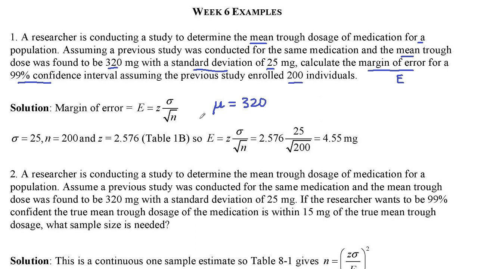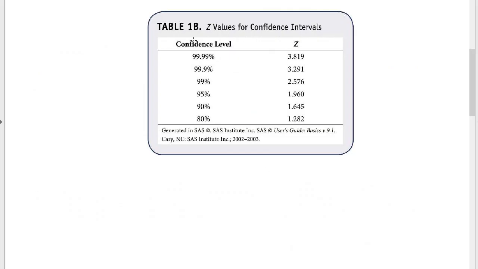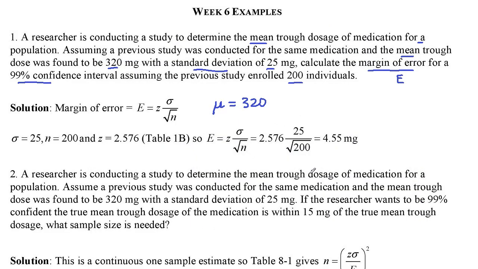So N is equal to 200. And for 99% confidence, the z-value that goes with that is 2.576. That's table 1b. So if we go to table 1b, here's table 1b, 99% confidence, 2.576. So that's where we get that value. And if we plug those into the formula for margin of error here, 2.576, 25, and 200 gives us a 4.55 milligram margin of error.